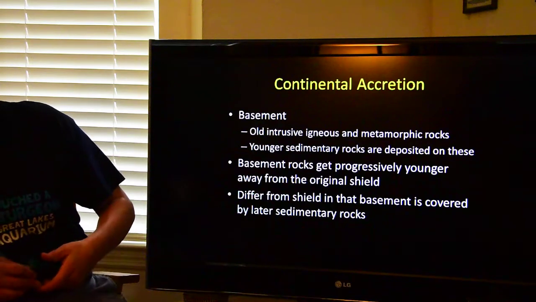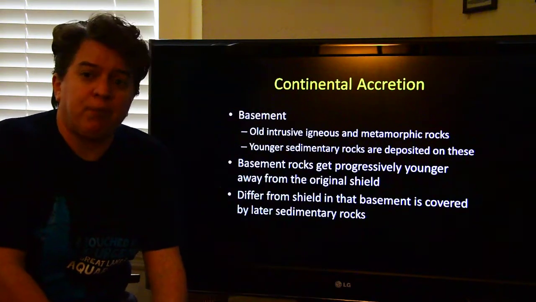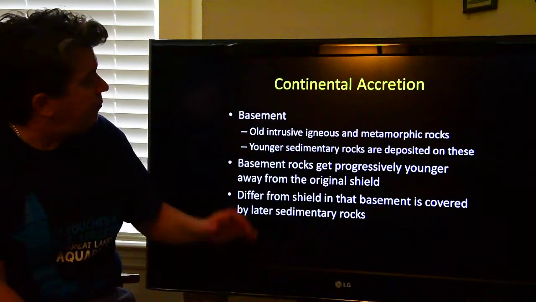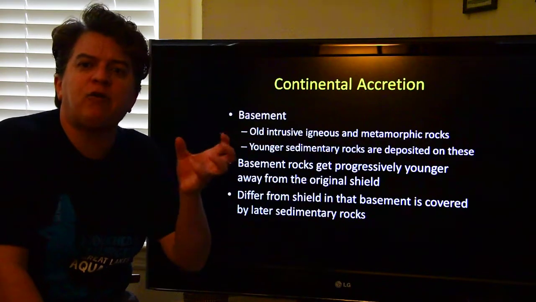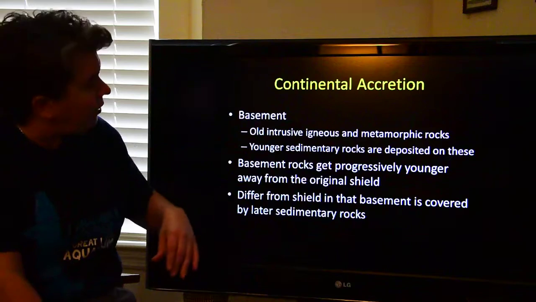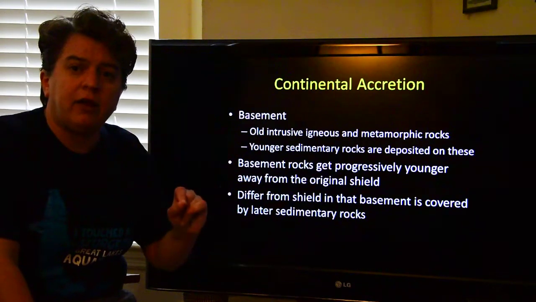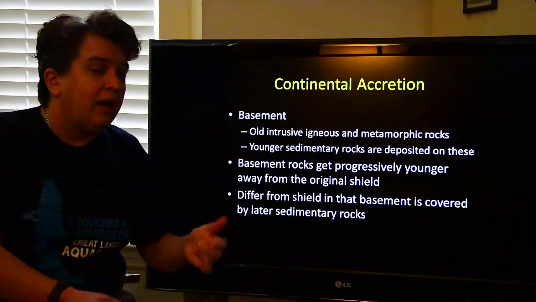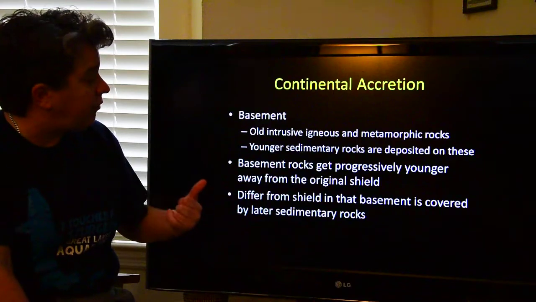Now, in addition to having the shield, you have the basement part of the continent. When we talk about the basement of the continent, it's basically the foundation of the continent on which all other rocks are piled up. So the basement is going to be these old intrusive igneous and metamorphic rocks. And then younger sedimentary rocks might be deposited on those.